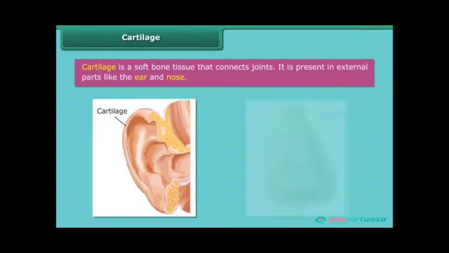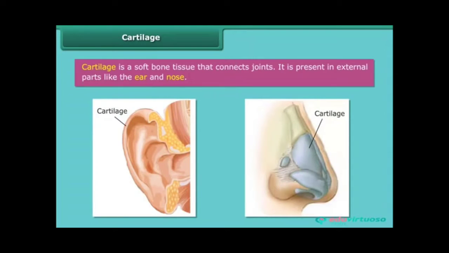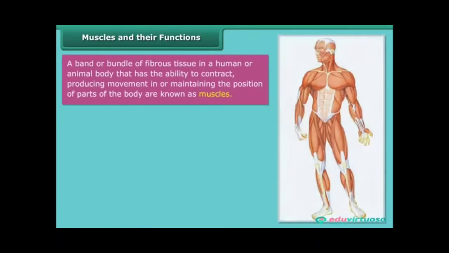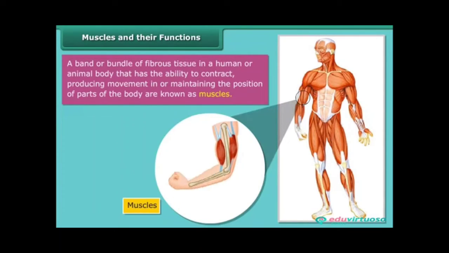Cartilage. Cartilage is a soft bone tissue that connects joints. It is present in external parts like the ear and nose. Muscles and their functions. A band or bundle of fibrous tissue in a human or animal body that has the ability to contract, producing movement in or maintaining the position of parts of the body, is known as muscles. The movement of body is controlled by alternate contractions and relaxations of 2 sets of muscles.